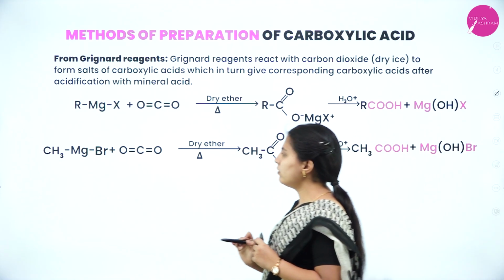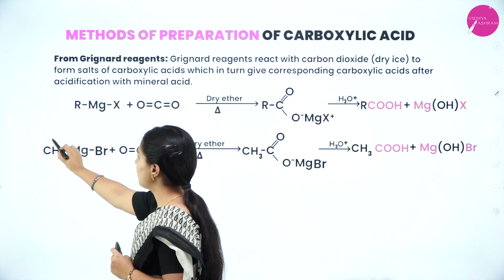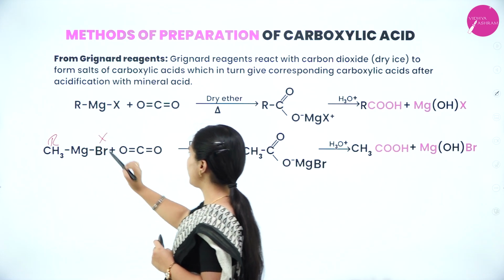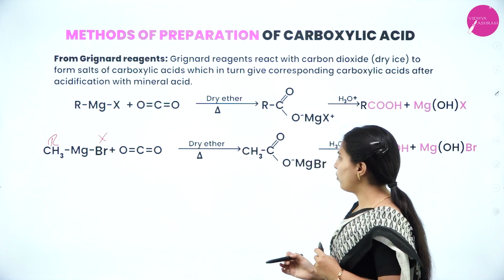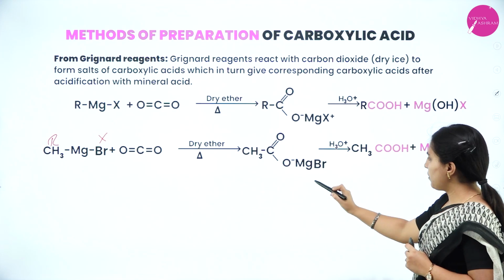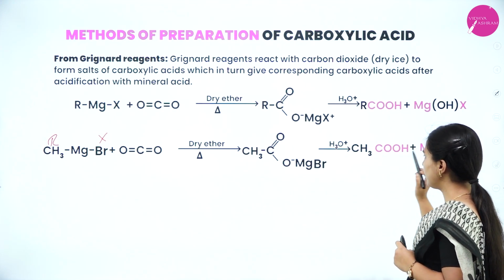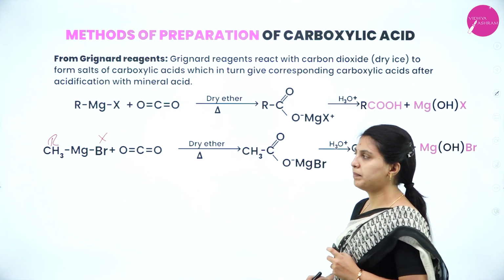Okay. Here also, Grignard reagent, for R place CH3, for halogen place Br, reacting with CO2 in the presence of dry ether, the intermediate on acidification gives acetic acid.